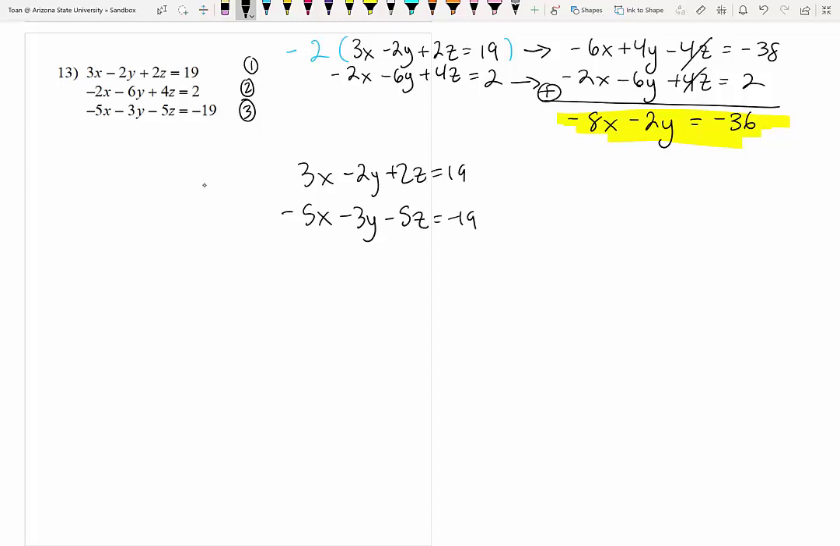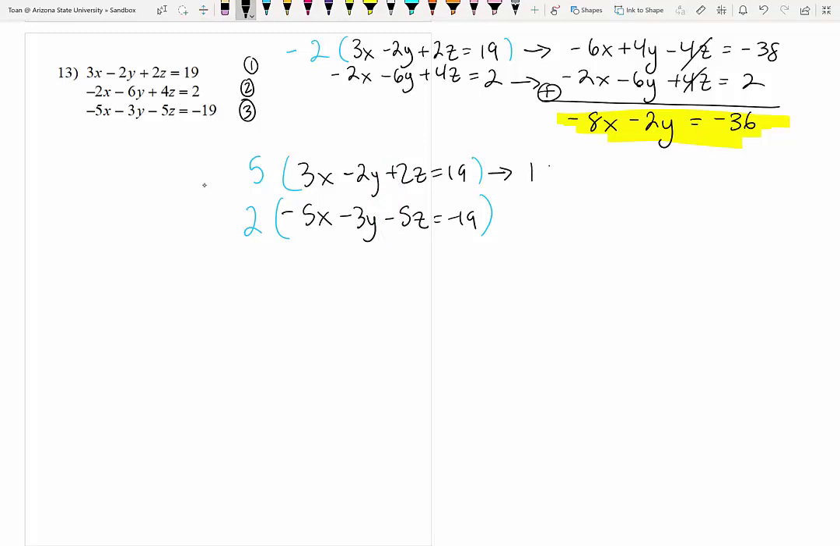And the idea is we have to eliminate the same variable as before. So in step 1 we eliminated the z's. In step 2 we have to look at the z's again. So we have a 2 and a -5. Hopefully everyone knows that the common multiple of 2 and 5 is 10. So the first equation needs a 5. The second equation needs a 2. Notice that the signs are already opposites, so I do not need any extra negatives.